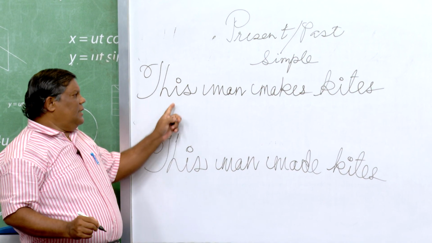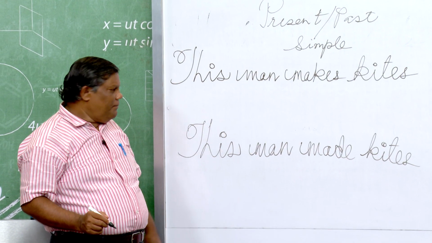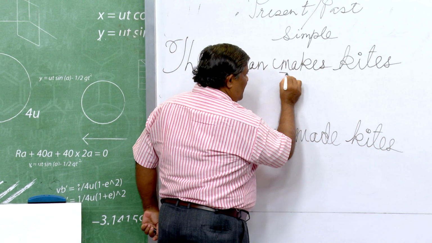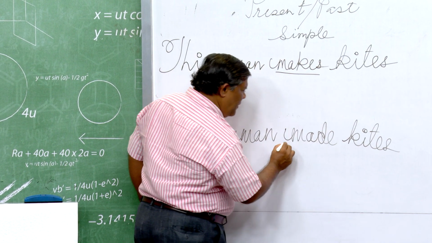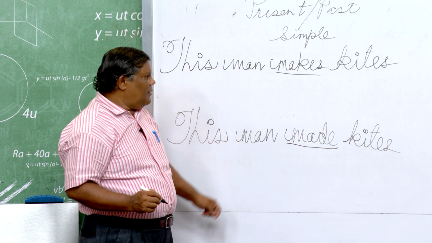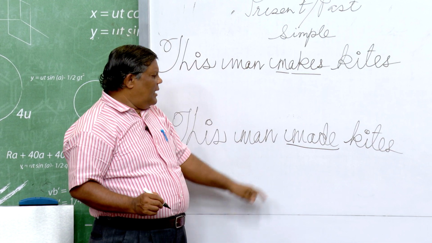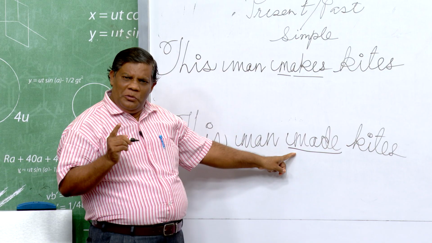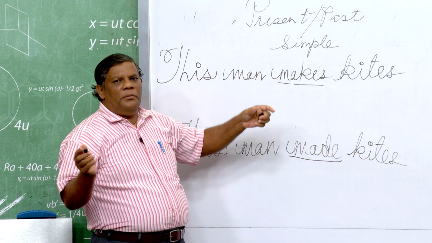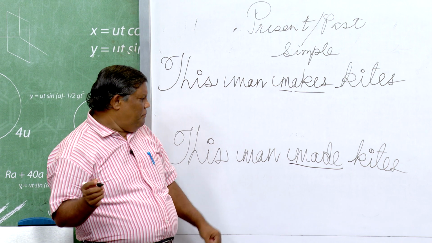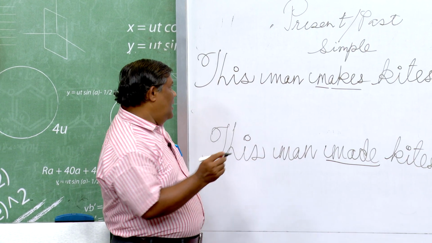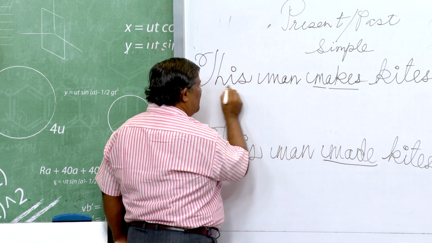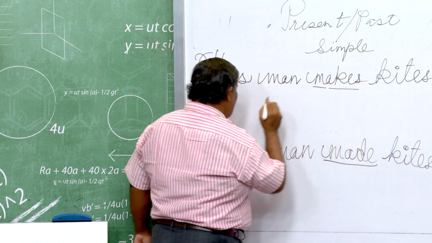Here we have a pair of sentences. This first sentence, this man makes kites, this is the verb, and here this man made kites, this is the verb. This is the present simple form of the verb, and here it is the past simple form of the verb. We now take two sentences in which we have both present simple and past simple forms of verbs. When we make it passive, as I told you, this is the subject, this is the verb, this is the object, and now object first.